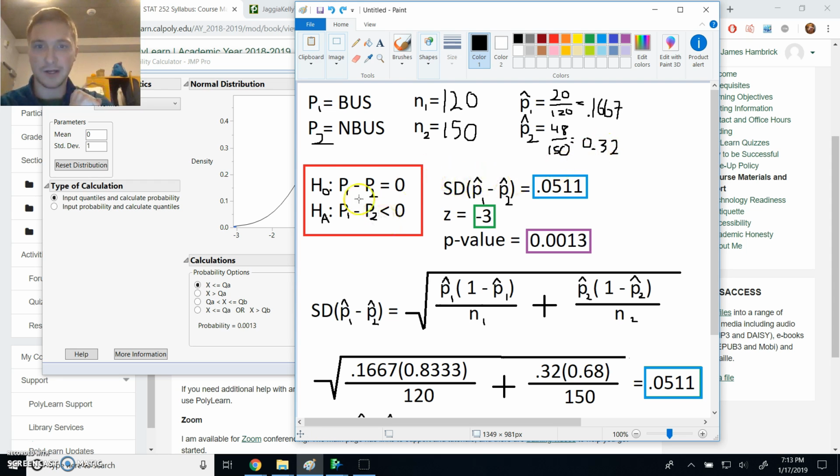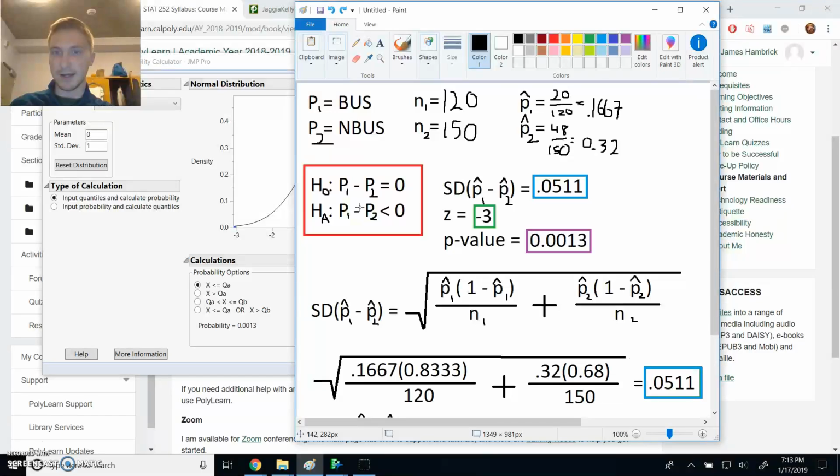Let's take a look over here at our hypotheses in this red box. The null hypothesis, when we translate this from math to English, means that we believe the two proportions are the same, because two numbers that are the same value, when subtracted, give you 0. The alternative hypothesis, what we're testing here, is whether the proportion of non-business majors who say they study hard is greater than the proportion of business majors who study hard.